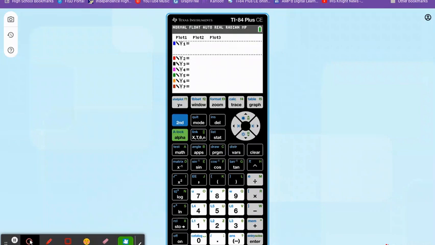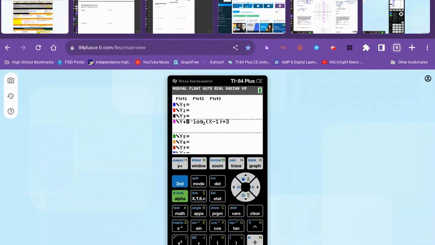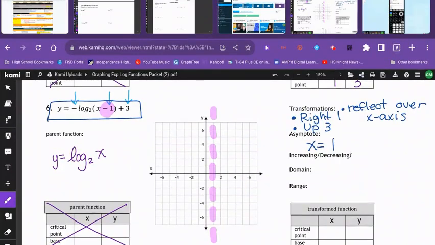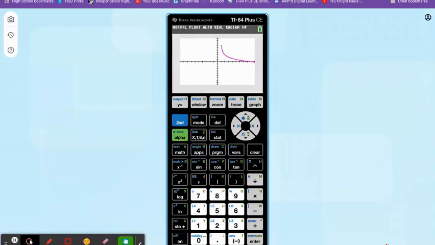Okay, y equals, I'm going to clear that one out. Let's do math button. Go down until you see log base. We had a log base 2 of (x minus 1) plus 3. And don't forget we have the negative in front of log. So I'm going to scoot all the way back here and insert my negative symbol, not subtraction sign, but the negative symbol. And let me double check and make sure I have the right equation. Negative log base 2. Yes. Graph it. There we go.